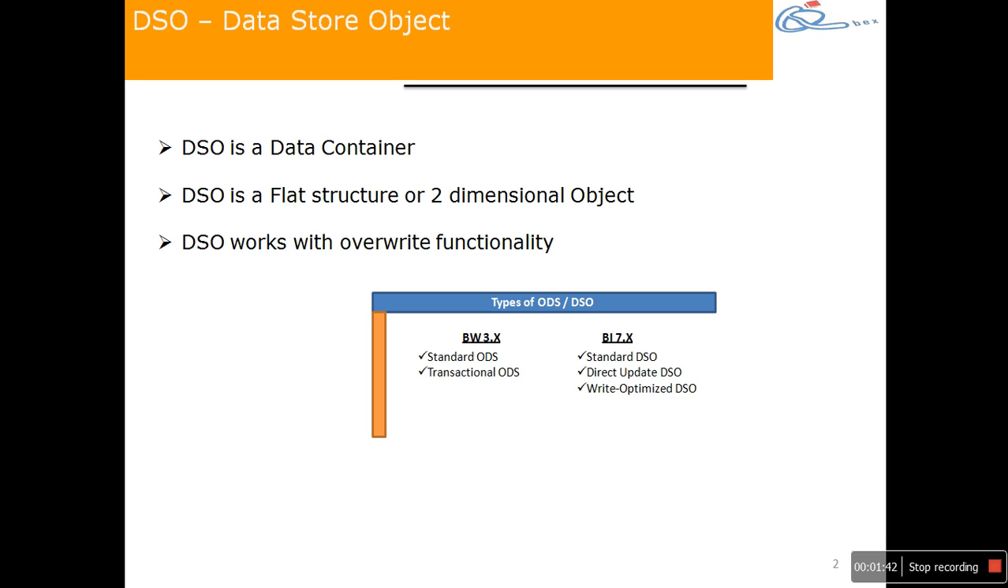Okay, boss. Now we have different types of DSO or ODS. In 3.x we had standard and transactional. But in 7 we have standard DSO, direct update DSO, and write optimized. Now we are focusing on the standard one. We'll come to the other types later.